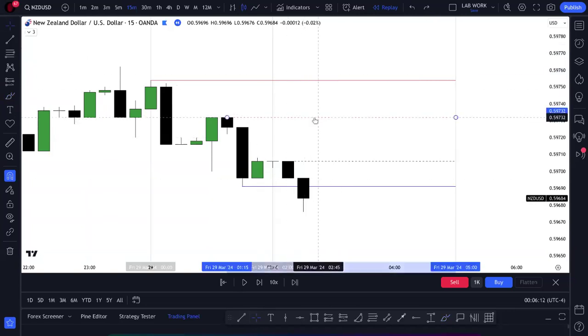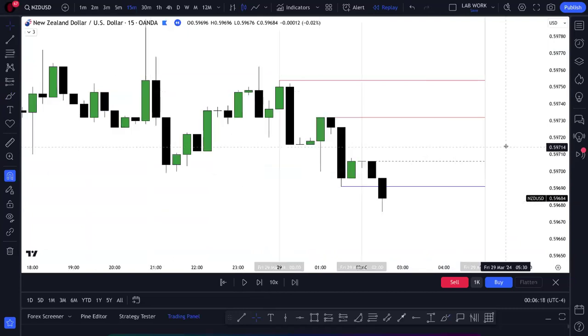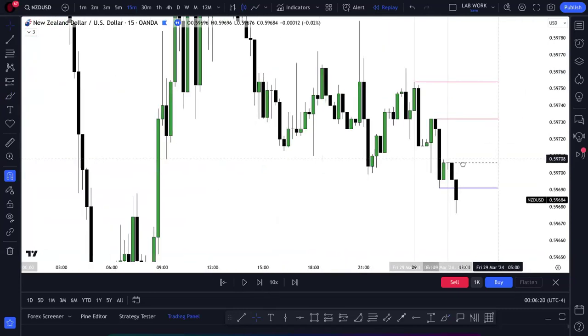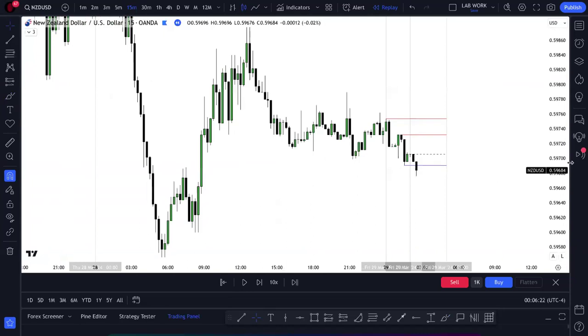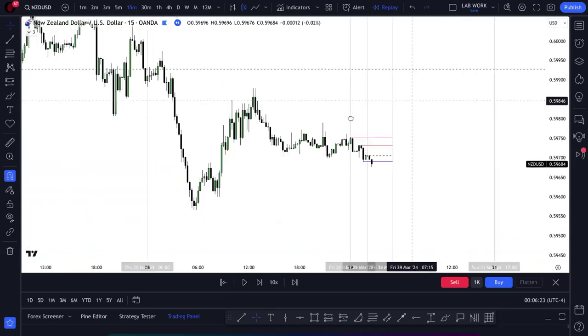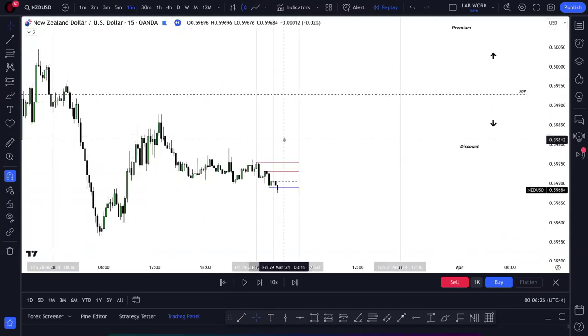Mark this off. Here, we're looking for a long. Why are we looking for a long? Because we're below 7 a.m.'s opening price, and we're below what? Sunday's opening price. Double confluence in this scenario.